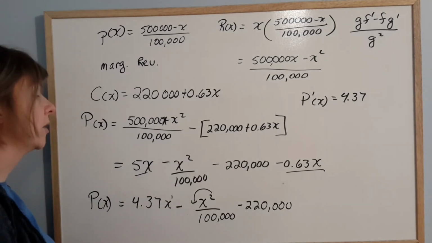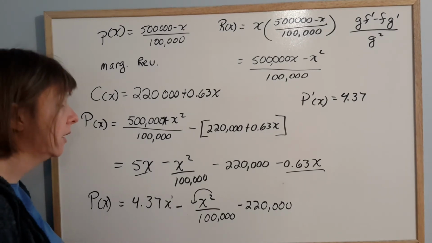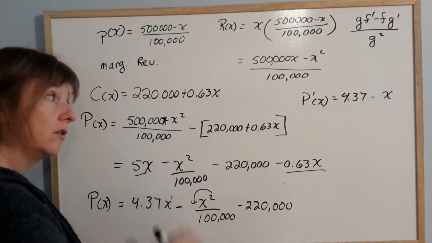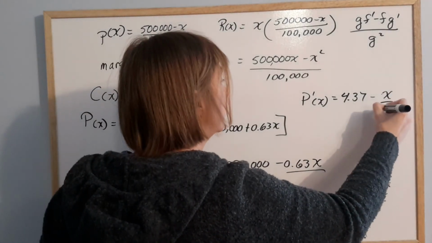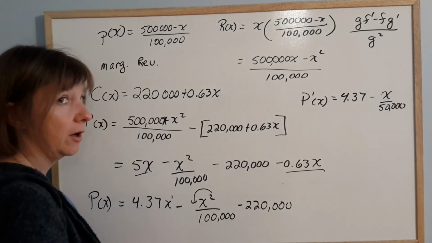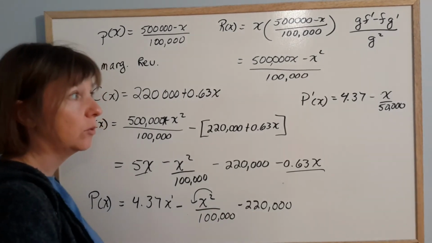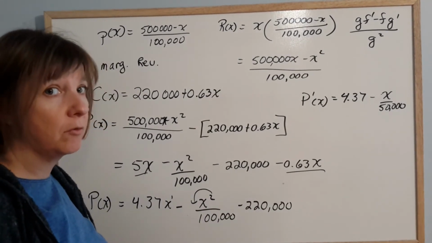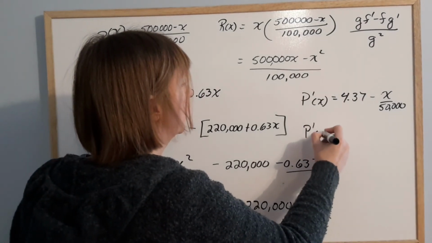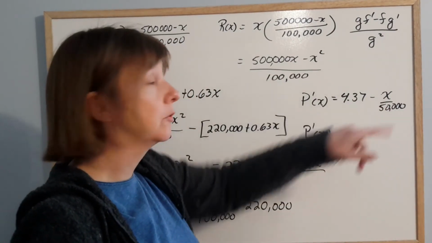You can write that formula, or you can reduce it. 2 over 100,000 would be 1 over 50,000. So it would be minus x over 50,000, because I decreased my exponent by 1 and did 2 divided by 100,000. And the derivative of 220,000 would be 0, because the derivative of a constant is always 0. To figure out the marginal profit at 300,000, I just put 300,000 in for my x.